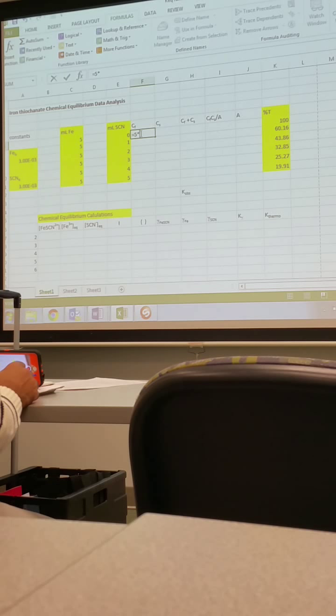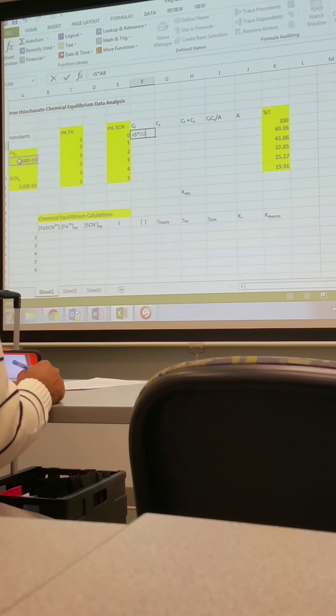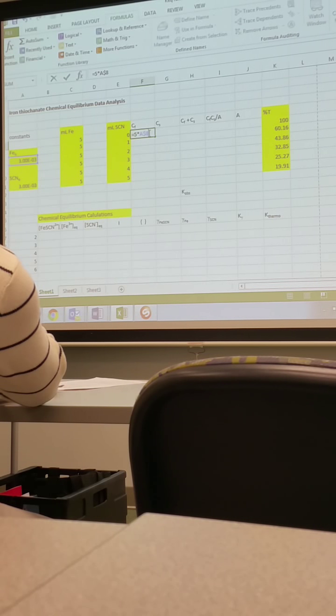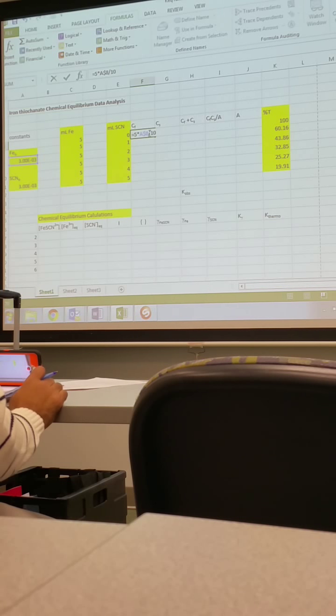So 5, Excel doesn't deal with significant figures, so I'm not going to put in the 5.00 that are technically there, times the concentration of the iron stock solution, whoops, just one of those cells, and I have to put that in absolute address. So I'm going to put a dollar sign in front of the 8. The column A is not going to change anyway, so I'm going to put it in front of the 8. And let's see, what do I need to divide by? What's the total volume? 10 milliliters. So there's my iron solution.